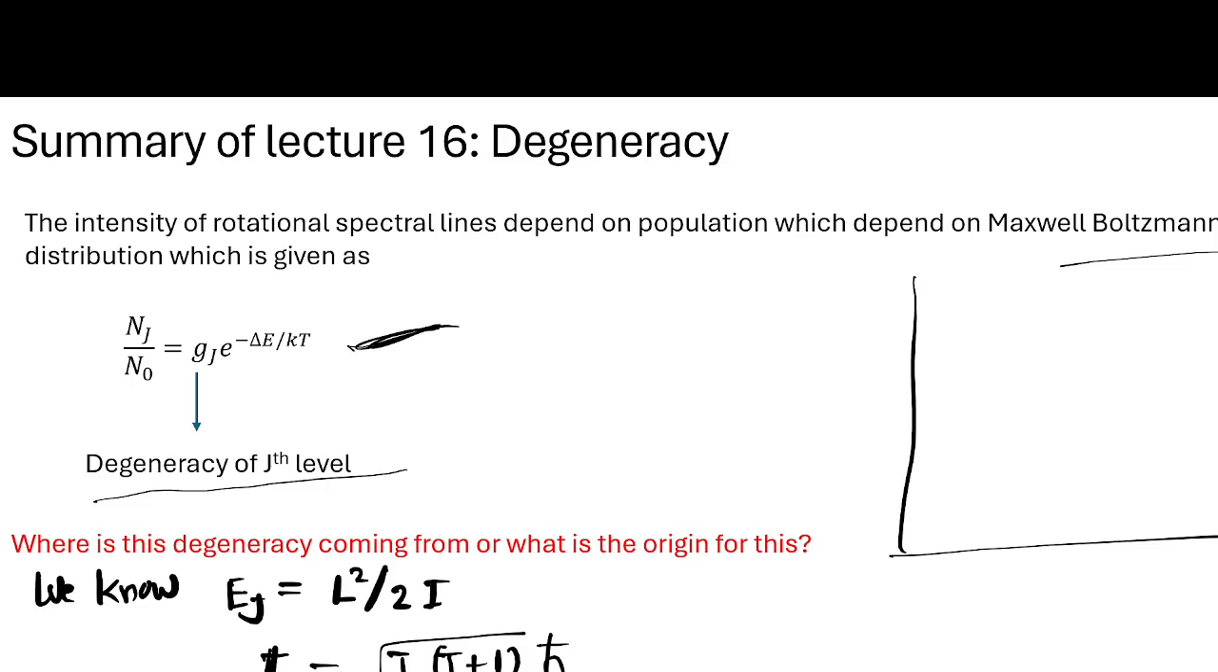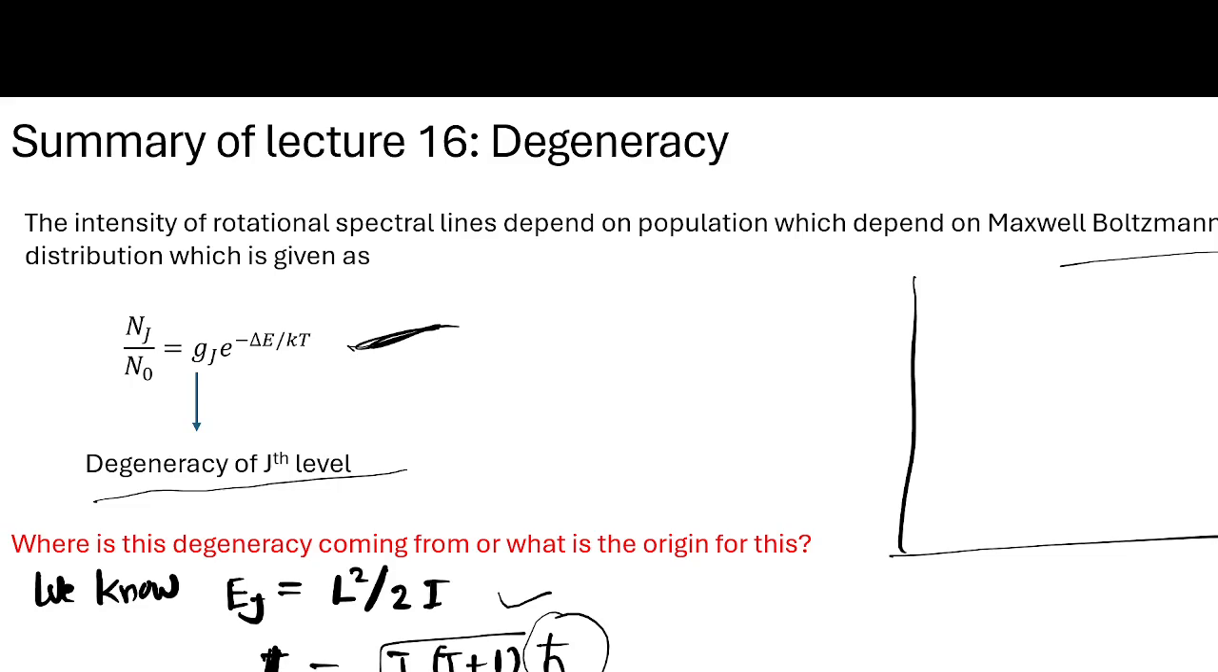So we know that energy is nothing but L square by 2I, and this L is given by root J into J plus 1 h cut. Here this L, the angular momentum for the rotation of the molecule, is quantized, meaning it cannot have any discrete value, there must be some integral value, in the unit of h by 2 pi.